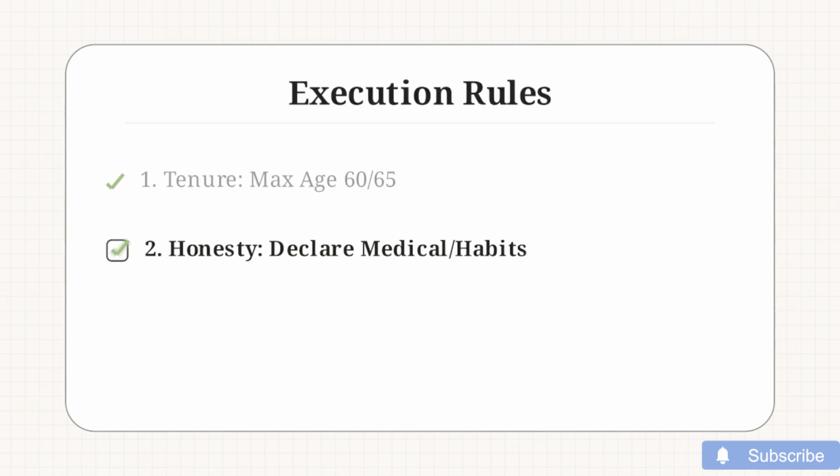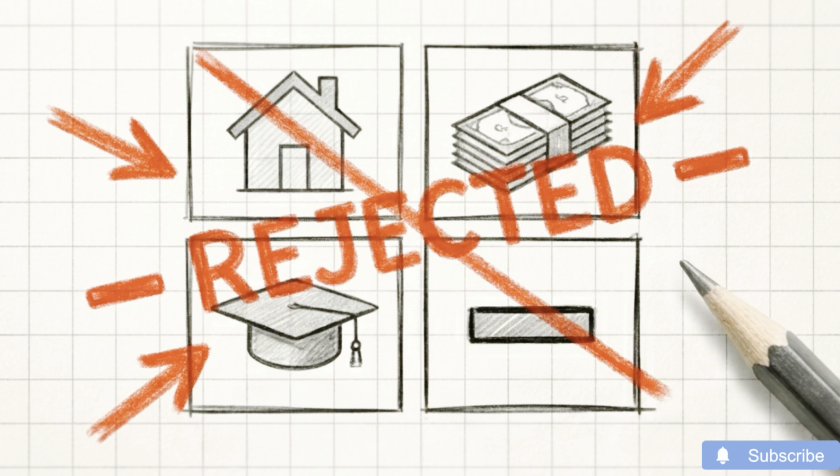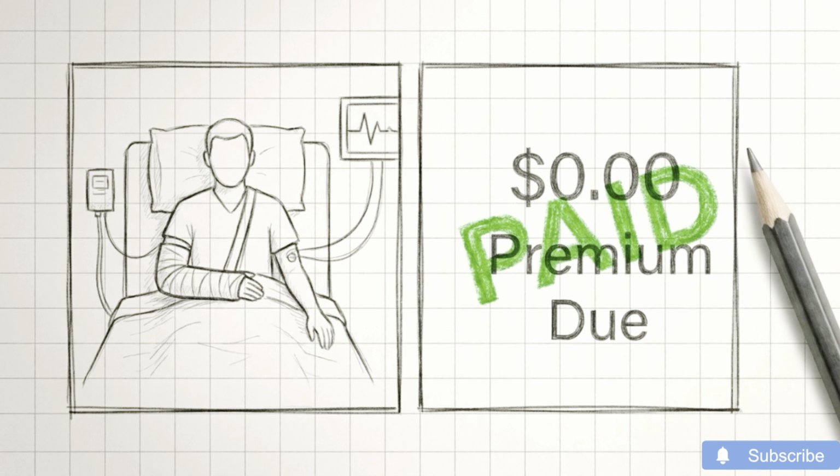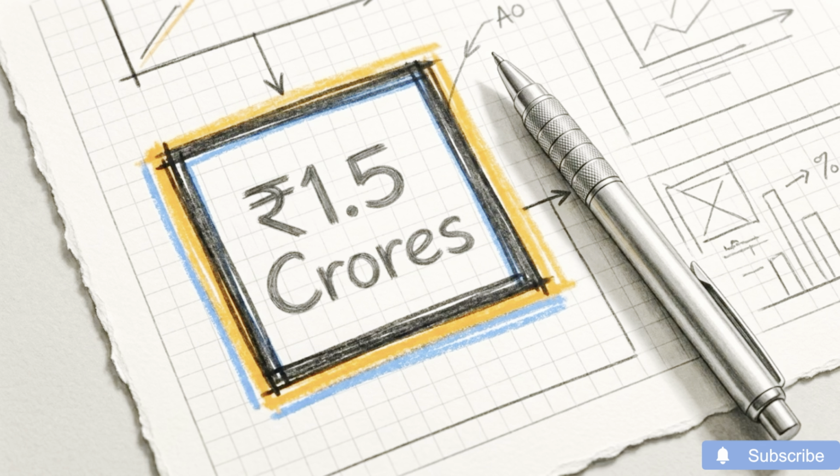Rule 2. Be radically honest on your application. Declare every medical condition and lifestyle habit, including smoking. Lying to get a cheaper premium gives the insurer grounds to reject your family's claim later. Rule 3. Protect yourself while you're alive. Add a premium waiver rider and an accidental disability rider. If a severe accident stops you from working, these riders ensure you get a payout and your policy continues for free. Real financial security comes from strict calculation, not guessing or peer pressure.